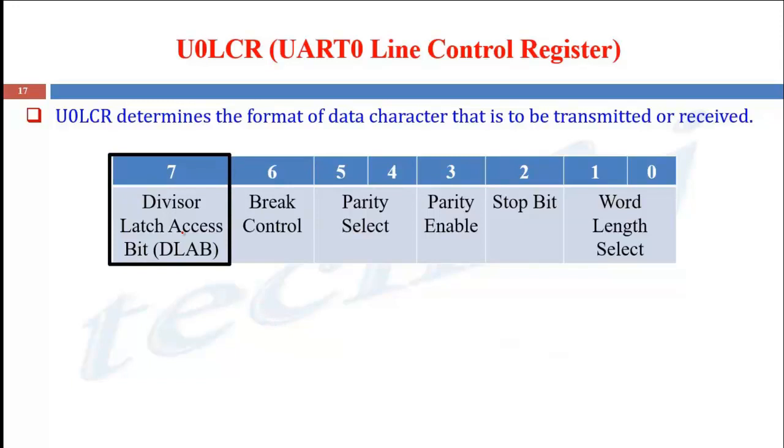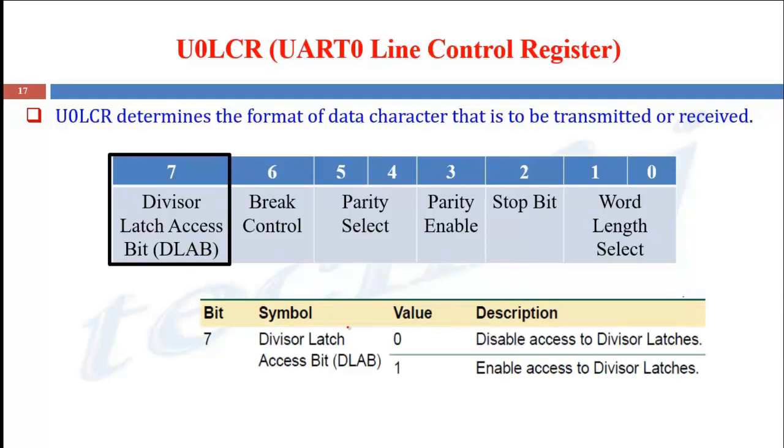And the last bit is the divisor latch access bit, that is the DLAB bit. When this bit is 0, it will disable access to the divisor latch, and when this bit is 1, it will enable access to the divisor latch. Whenever we have to set the baud rate, we have to set this bit to 1, and whenever we have to transmit and receive data, to access U0 THR and U0 RBR, this bit has to be set to 0.